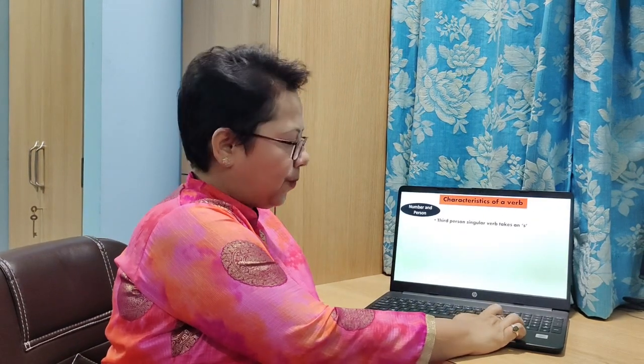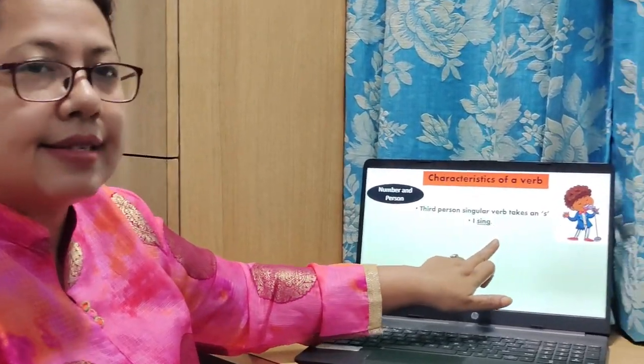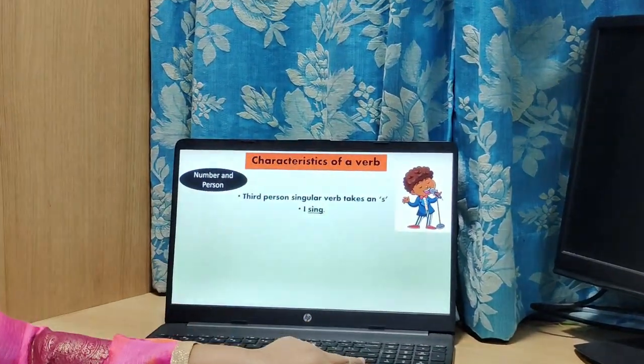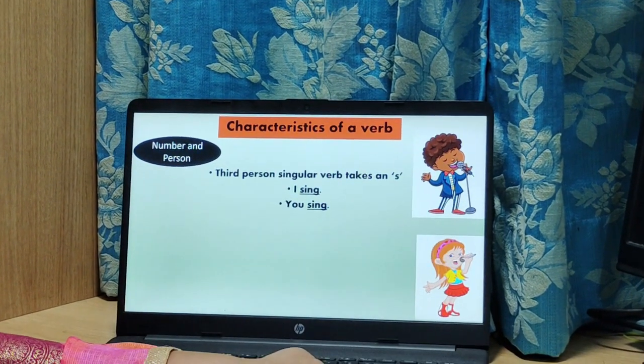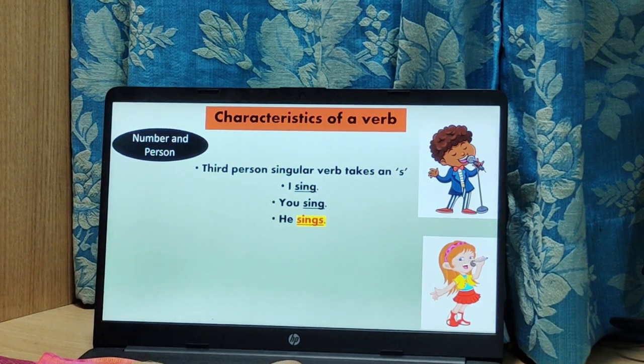Now let us go and try and analyze what are the characteristics of a verb. Now when we take a verb, it takes the S. What is it? Let me show you. Say for instance, here we have "I sing." So sing is the verb. "You sing." And then we have "he sings."